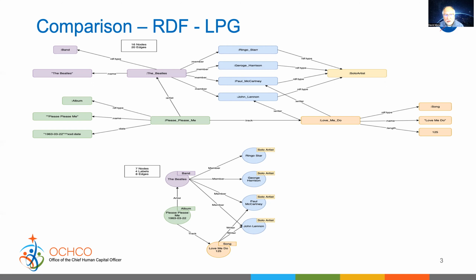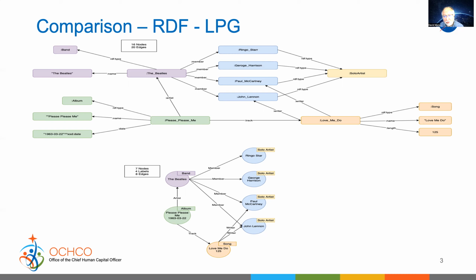So just to compare the two, in the top here, I've got an RDF breakout on the Beatles, the four members of the Beatles, a particular song and an album they've done. Within the RDF, you have 16 nodes and 20 edges to describe the band, the Beatles, in one album and one song. The bottom, you see a label property graph data model of the same thing, coming down to 7 nodes and 8 edges, a little bit smaller in comparison to the RDF, but they introduced the concept of labels.